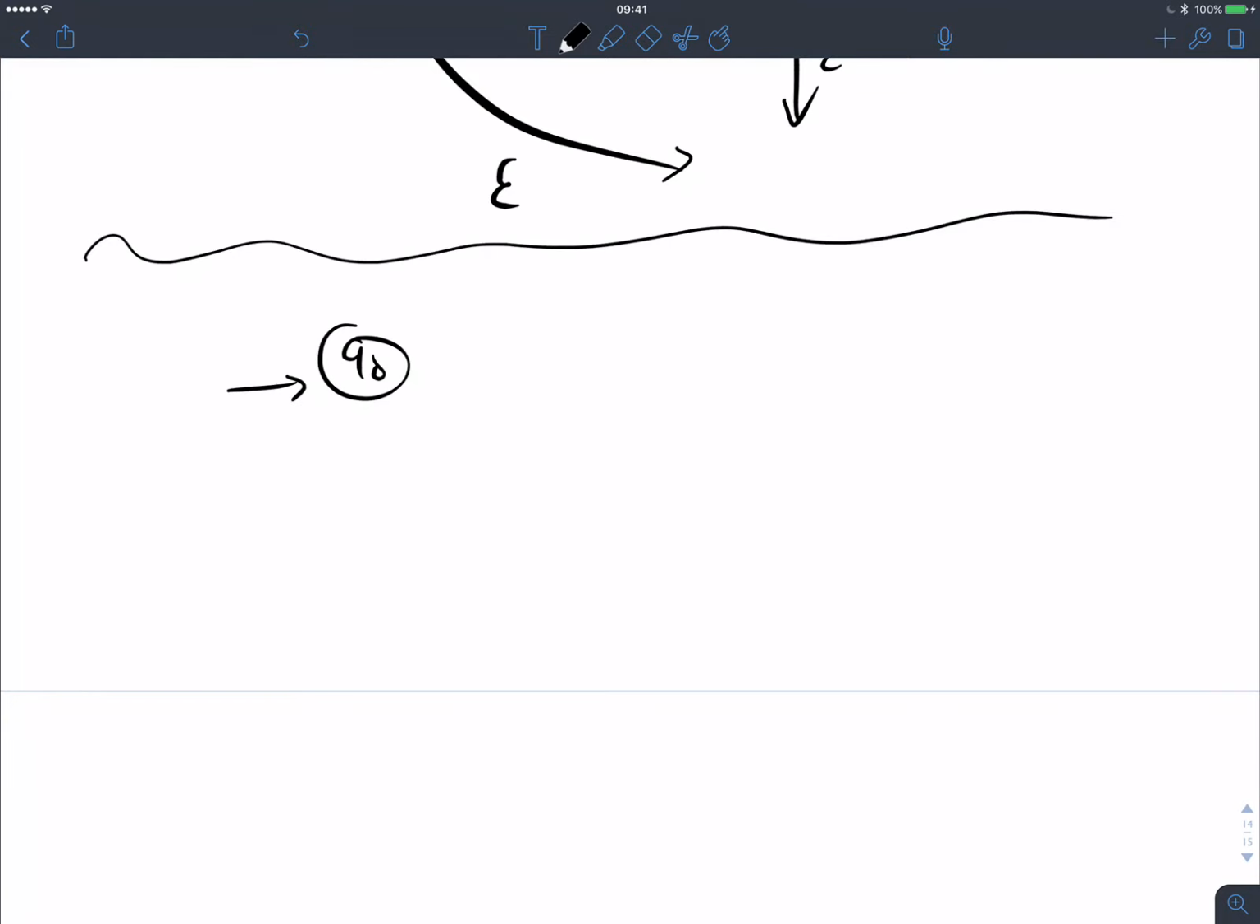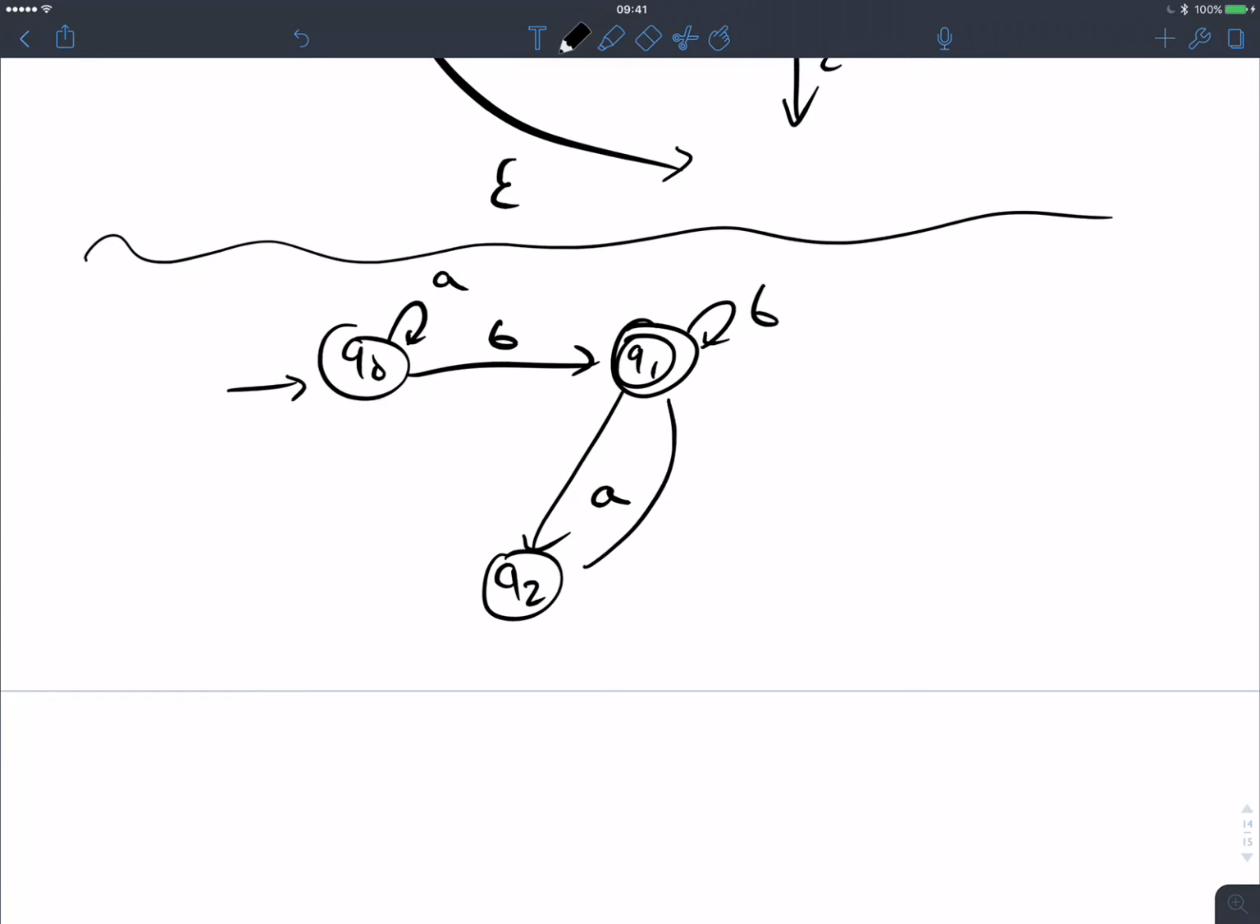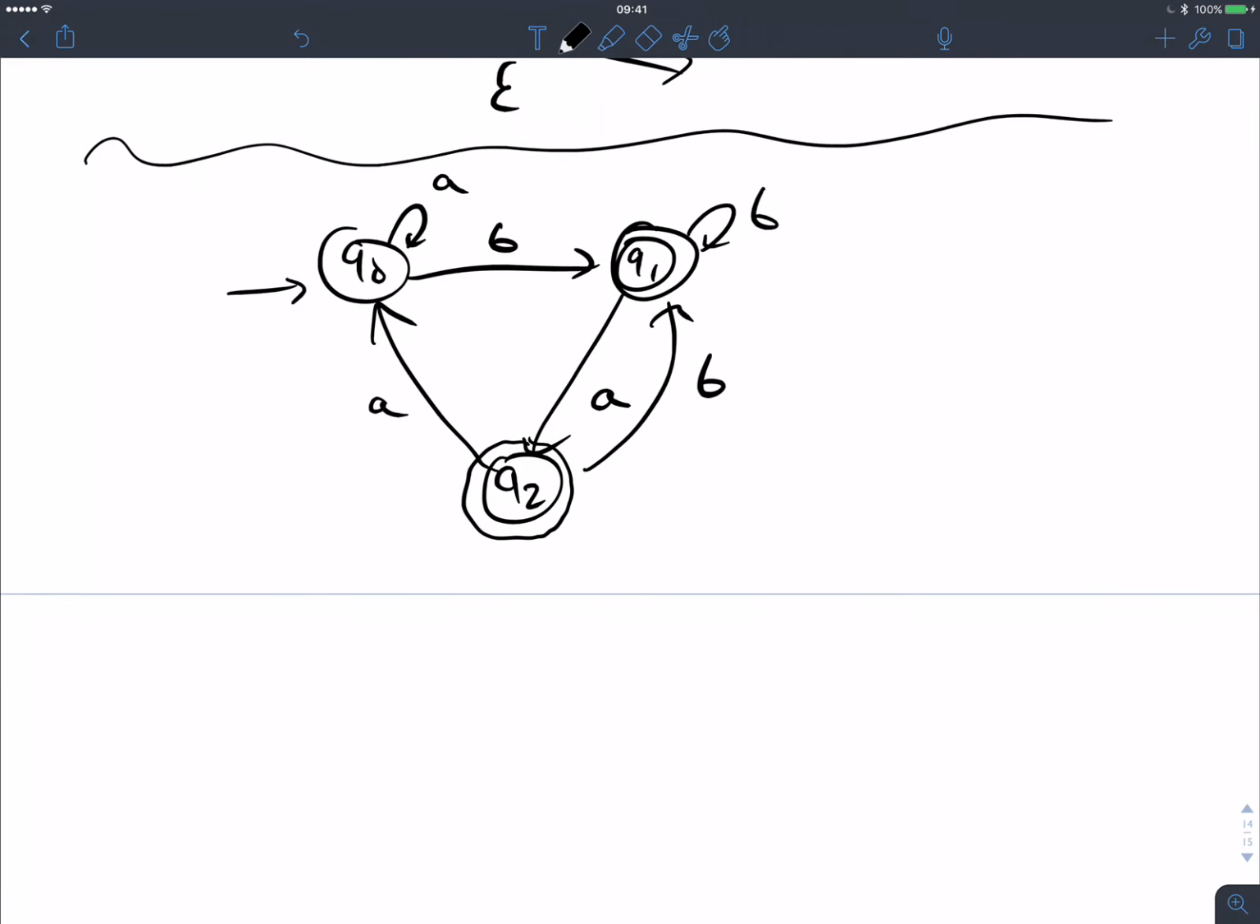So remember that the GNFA method works for DFAs and NFAs, but let's just work with the DFA over the alphabet A, B. I'm going to make Q2 final as well. Okay, so here's a DFA because it has a transition on A and B from every state. What do I do first?